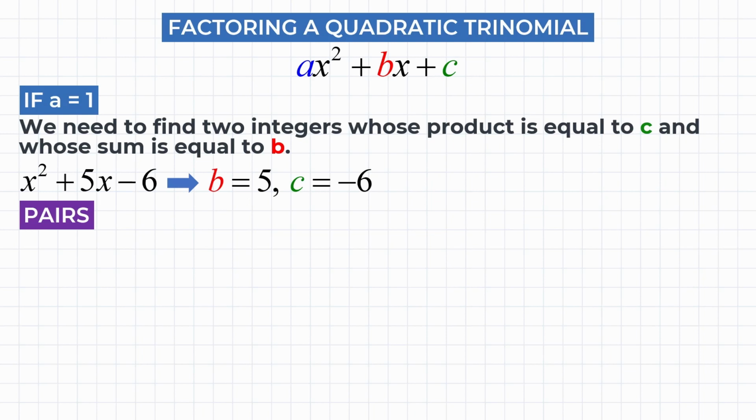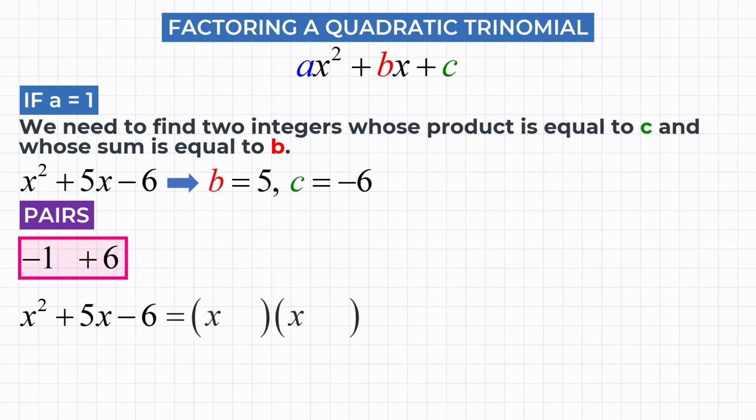be positive. We have 1 and 6, so we write -1 and 6. Then we have 2 and 3, and we write -2 and 3. The numbers we need are -1 and 6, because their sum is 5. Now we can easily write the factorization of the trinomial. We can set up the parentheses like this, and write inside them the two numbers. We get (x - 1)(x + 6).